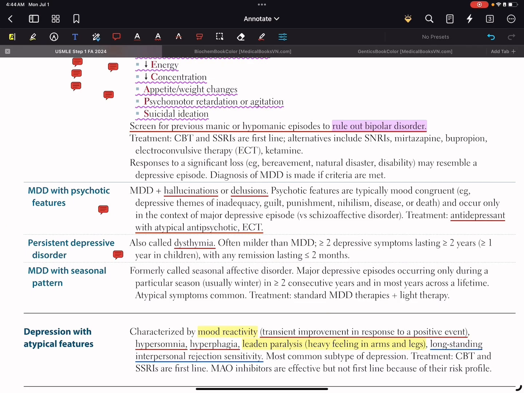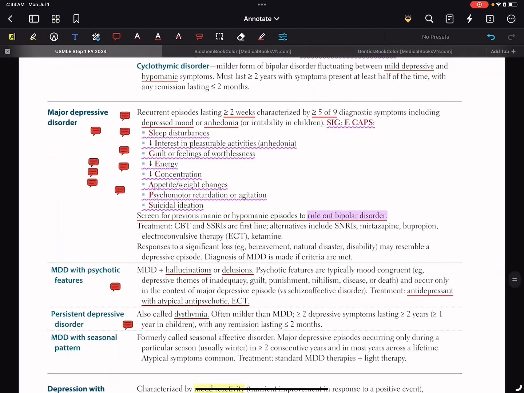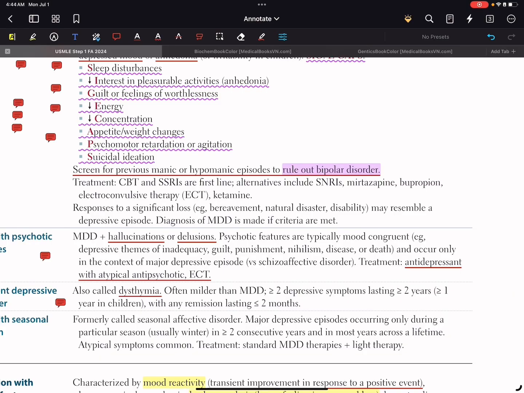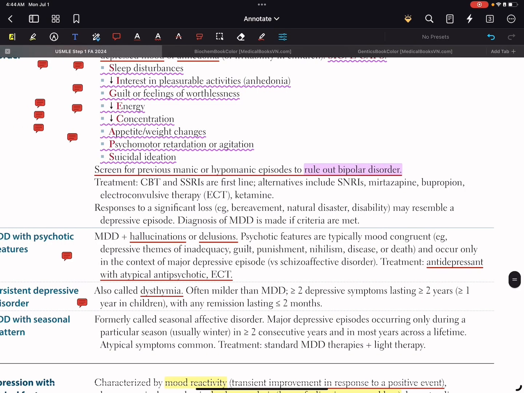MDD with psychotic features is MDD plus hallucinations or delusions. So it's just major depressive disorder, but with hallucinations and delusions. Psychotic features are typically mood congruent, for example depressive themes of inadequacy, guilt, punishment, nihilism, disease, or death, and occur only in the context of major depressive episodes, versus affective disorder. Treatment: antidepressant with atypical antipsychotics, or ECT.